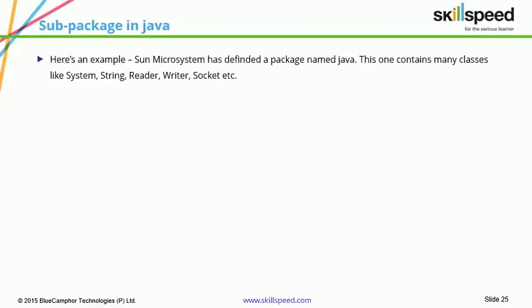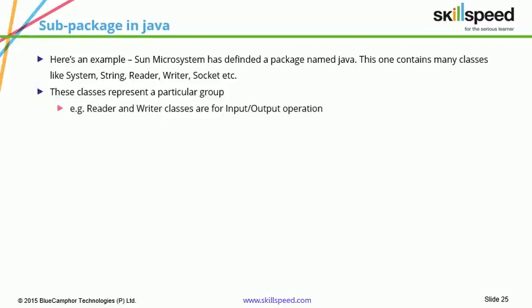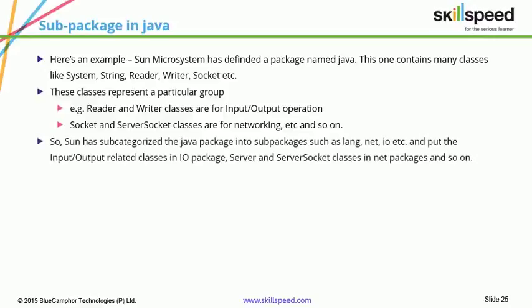Sun Microsystems has defined a package named java. This one contains many classes like System, String, Reader, Writer, Socket, etc. These classes represent particular groups. For example, Reader and Writer classes are for input-output operations. Socket and ServerSocket classes are for networking, and so on.